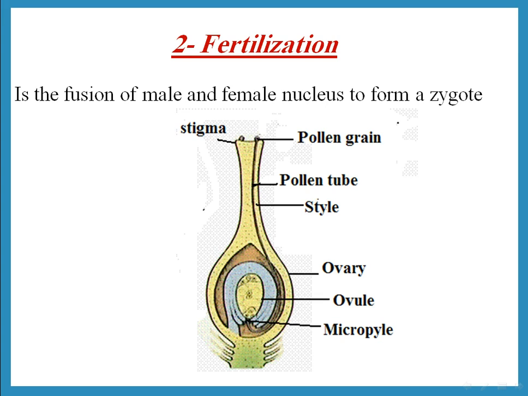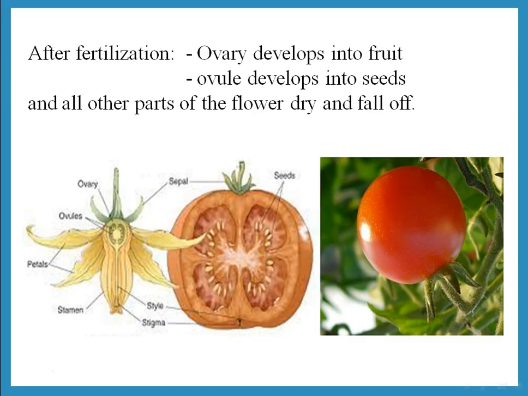What comes down through the pollen tube is the male nucleus. It fuses with the female nucleus in the ovule, and that forms a zygote. Now, this zygote will cause the ovule to become an embryo and then become seeds. So after fertilization, the ovules inside the ovary become seeds, and the ovary itself becomes the fruit.